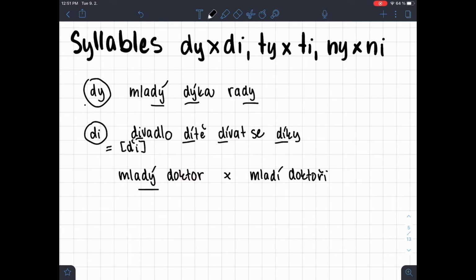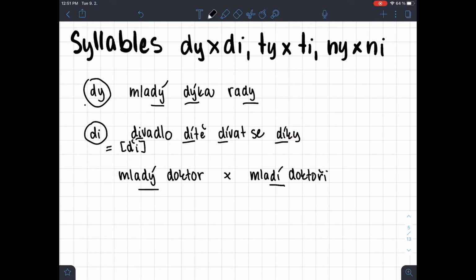But when you switch to the soft I, měkké I, so instead of mladý, you say mladí, it changes from singular to plural. So instead of a young doctor, mladý doktor, it will be mladí doktoři. Young doctors.